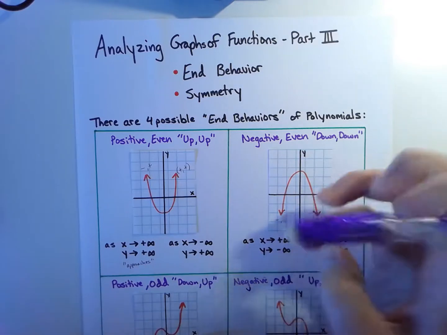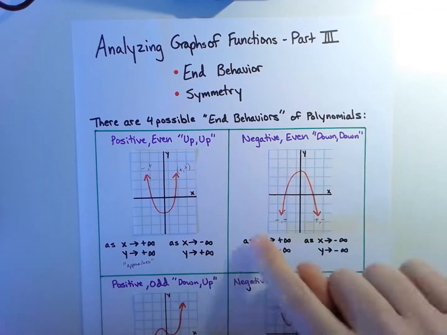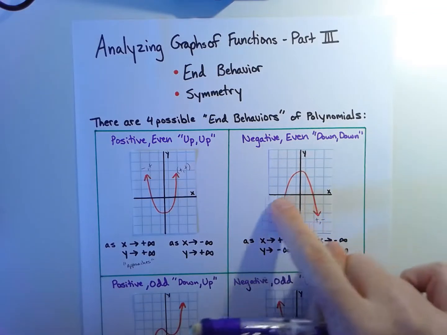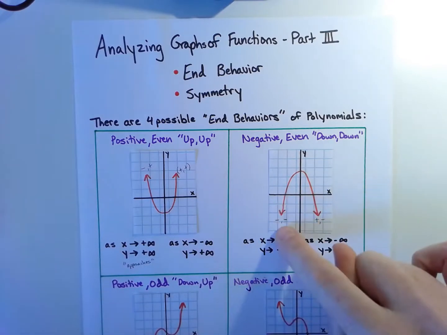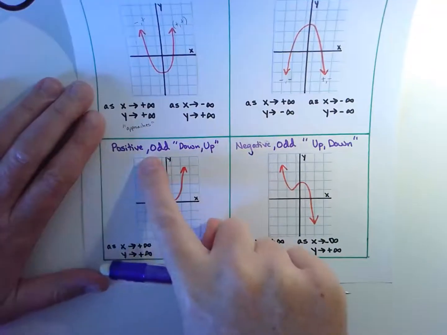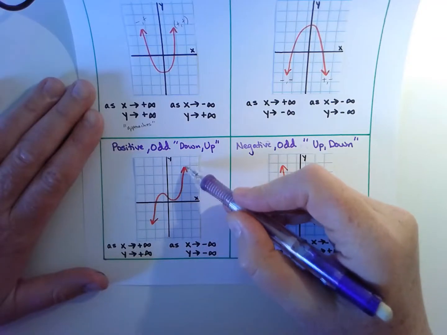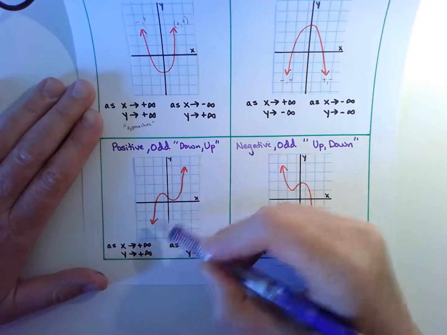Sorry, trying to think and talk and write all at the same time. Those are both negatives. As x approaches negative infinity, it's going to the left, and y also approaches negative infinity because it's going down. Same thing here: when you have a positive odd function, it goes up on this end and down at the beginning. So down, up is the basic way to remember it.